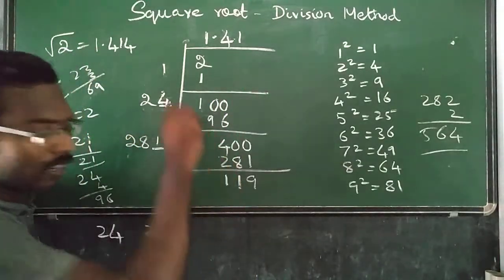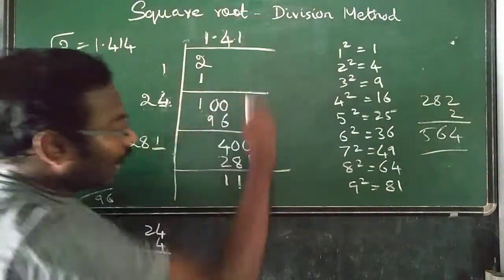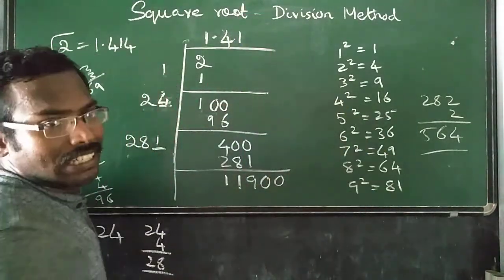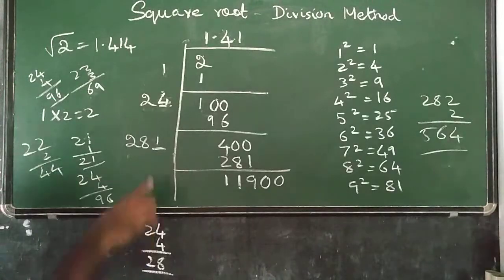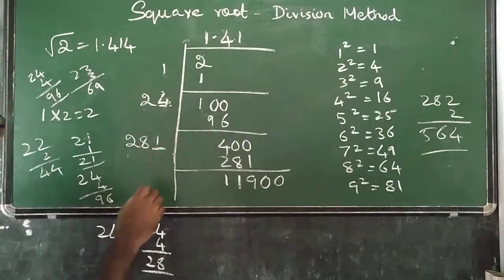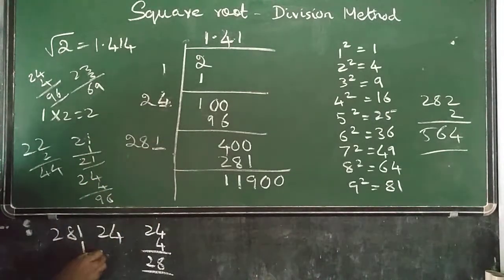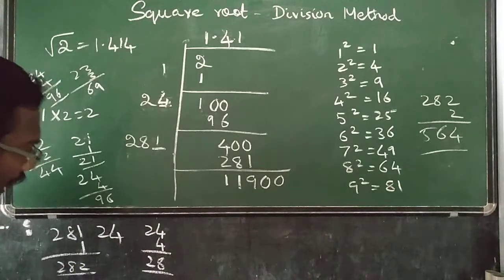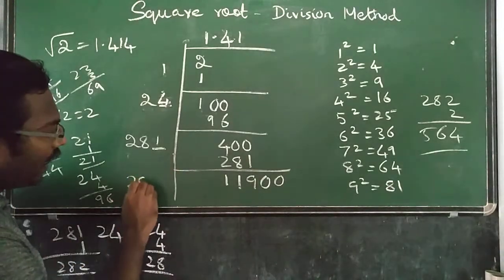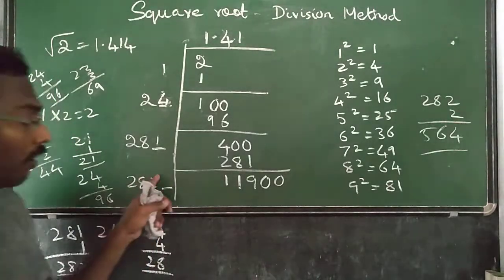Okay. Then, remainder, this is 9, 10, 90. Then here 1. 119. Then again the same step. Again bring down 2 zeros. Here how will you write? The last digit is 1. So how will you write? 281. So 281, the last digit is 1. Add with 1. So answer is 282. Okay. So write here 282. Here you have to fill one number.